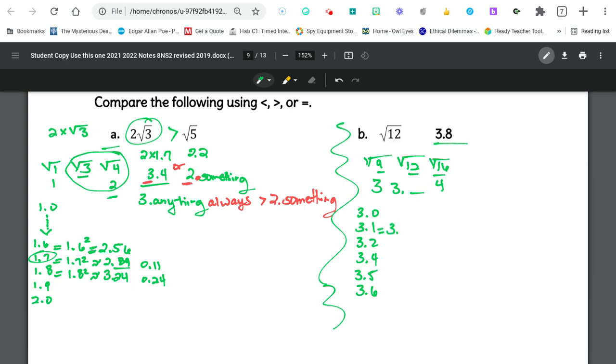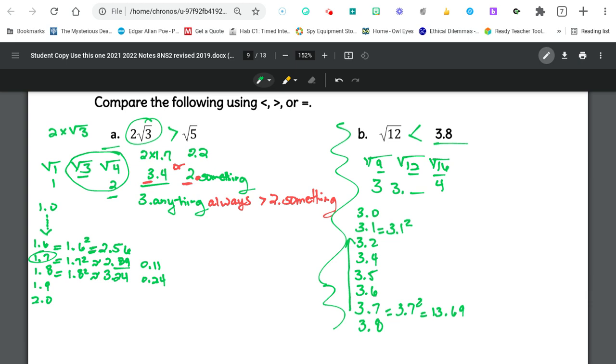So let me start listing and checking. All right, so 3.1, I think it's less than anyway because I don't think it's 3.7 or 3.8. Let me check these. 3.7 squared. That's well over 12. That's 13.69. I already know that my answer lies up here somewhere. And all of these are less than 3.8. And that's even without checking.